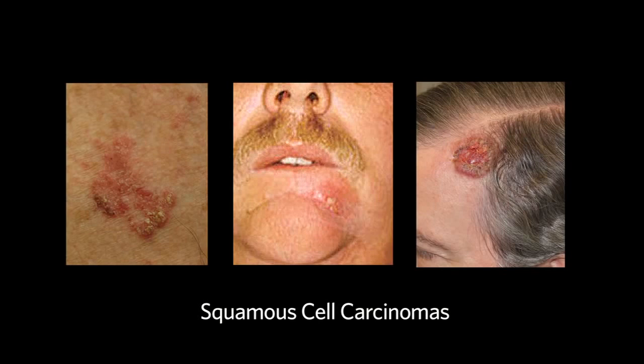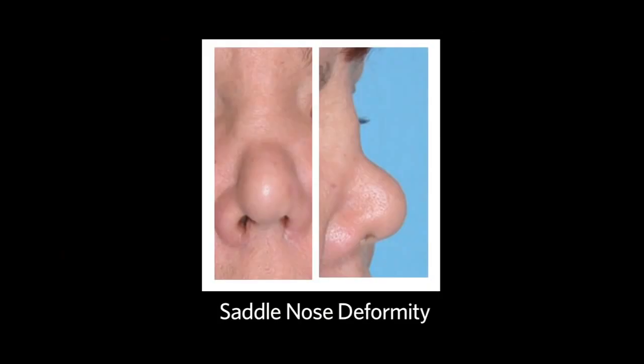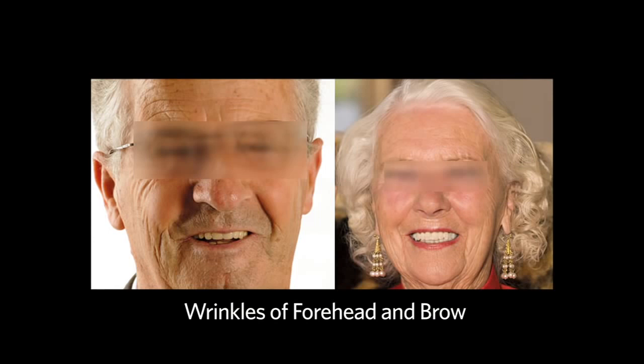Common abnormalities seen are squamous cell carcinomas and basal cell carcinomas, and obvious asymmetry or deformity of the nose, or wrinkles of the forehead, around the eyes, or upper lip.